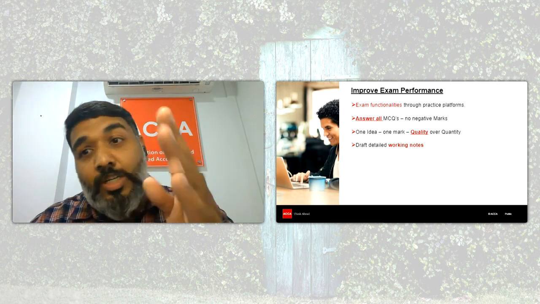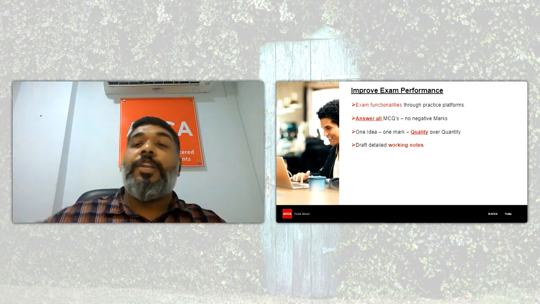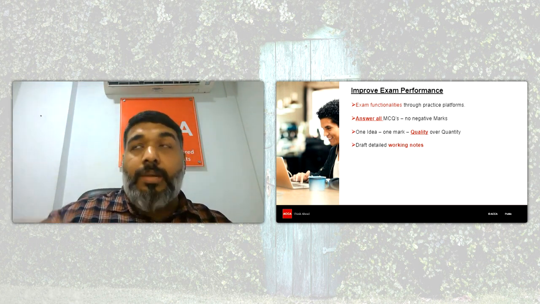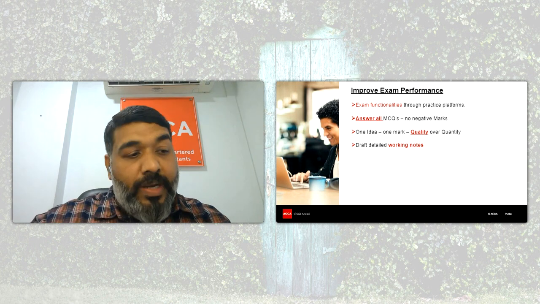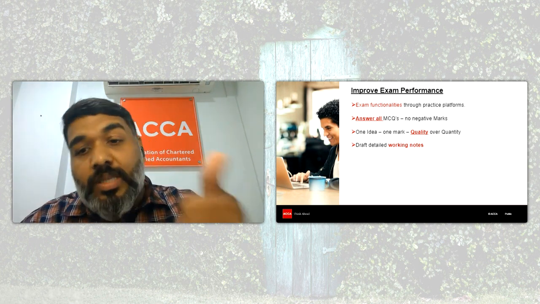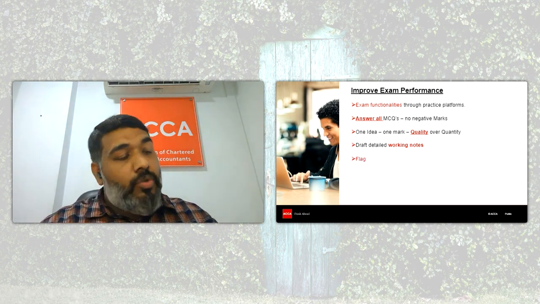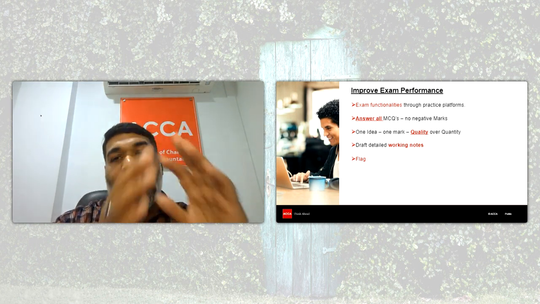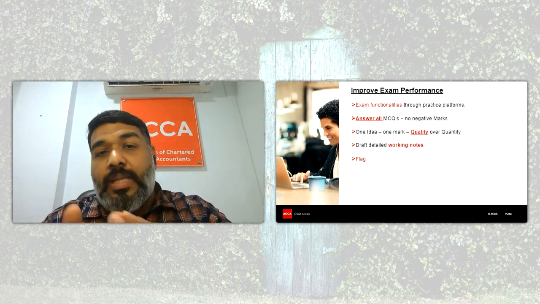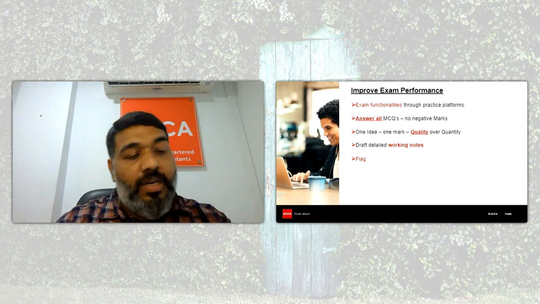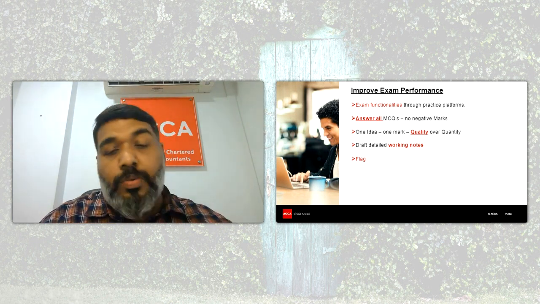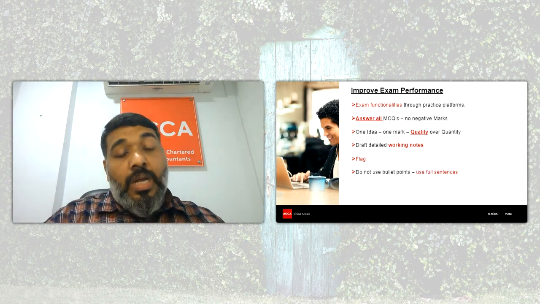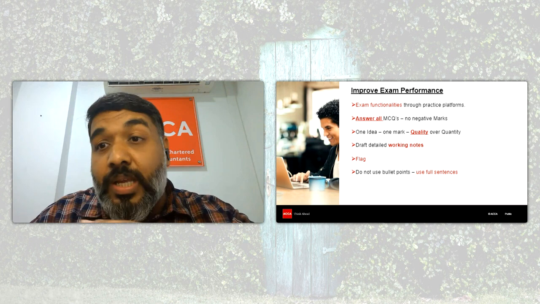Draft very detailed working notes. The ones that you don't know, flag them so that you can come back very quickly and identify where you need to spend more time. So flagging is one of the things that can help you. And in the exam, use the easy mark strategy: pick the questions that are easy, complete them, and get back to the difficult ones. Do not use bullet points, use full sentences.